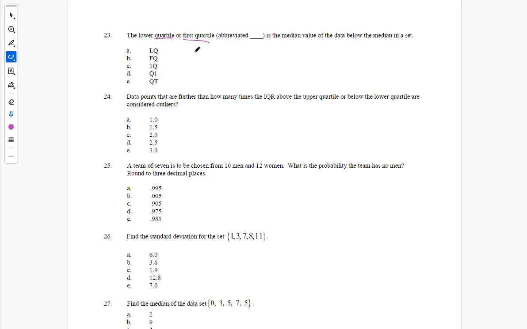The lower quartile or first quartile is abbreviated Q1, and you can see that on the calculator when it spits it out for you. Okay. So data points that are further than how many times the IQR. If you have a bunch of data here and one way out here, here's the median, and there's the Q1 and the Q3, and this is called the interquartile range, the IQR. If this guy is more than 1.5 IQRs off of the upper quartile, if you go 1.5 times that, this guy is known as an outlier. So 1.5. And that's just kind of a vocabulary thing.